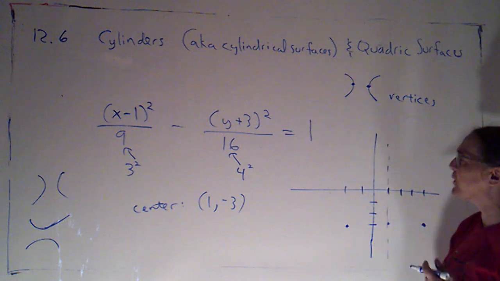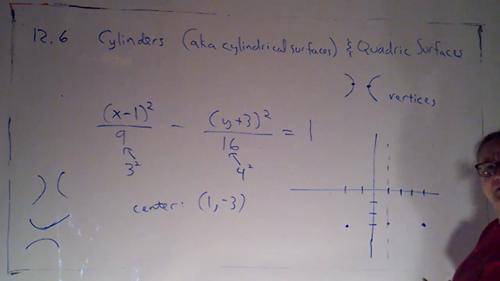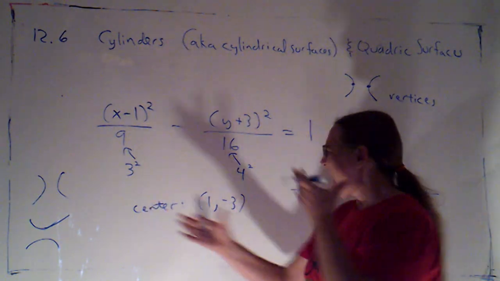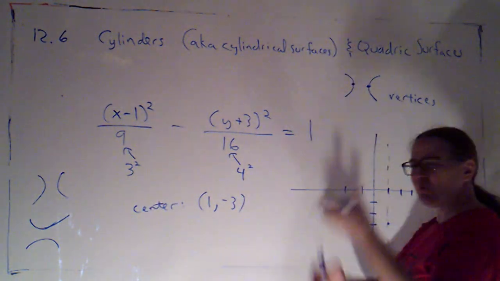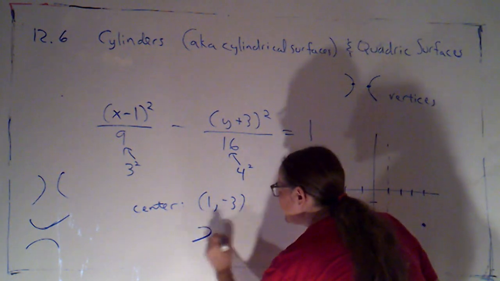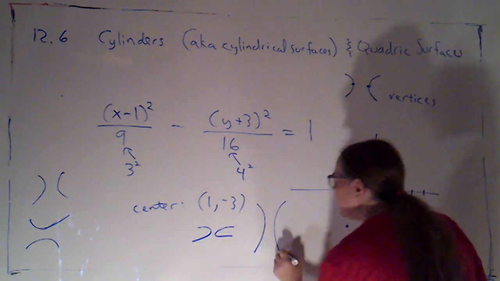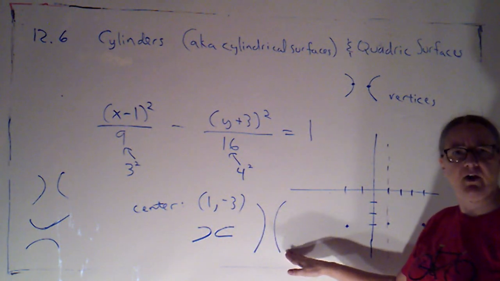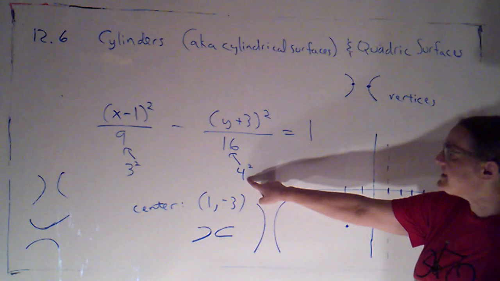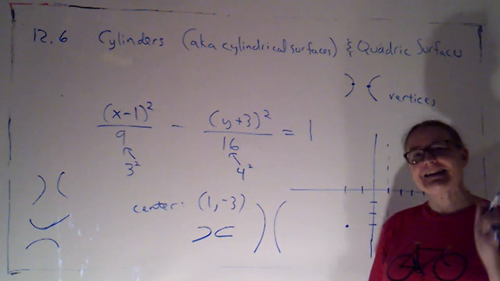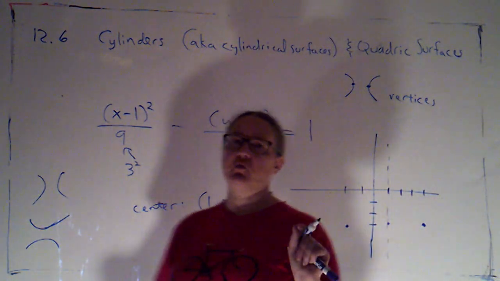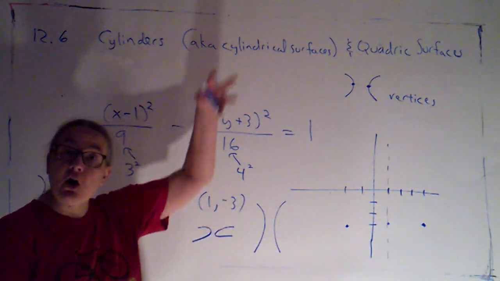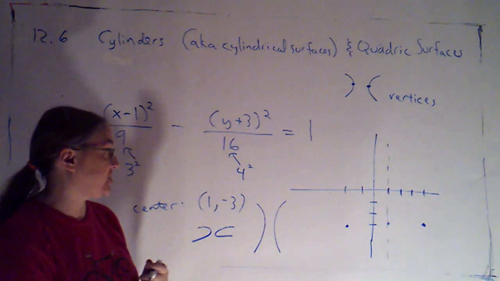So how is this 4 useful? Well, I know I have a left and a right branch, but I don't know how tall or wide they are. I don't know whether it looks more like this or more like this. These would both be hyperbolas with a left and a right branch. What the 4 is going to help me to do is to calculate the asymptotes that guide me in how tall or how wide to make the branches.